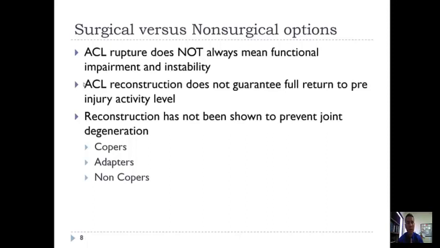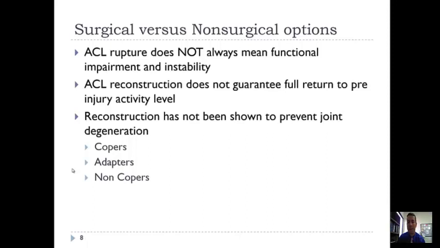You just have to look at that person and really determine one of these three things. Are they a coper? Are they an adapter? Or are they a non-coper? So a coper is somebody that can get by with no ACL perfectly fine. They don't have any episodes of functional instability. They're getting around just fine. They're not having any problems. An adapter is somebody that can get around just fine, but they have to adapt their level of activity.